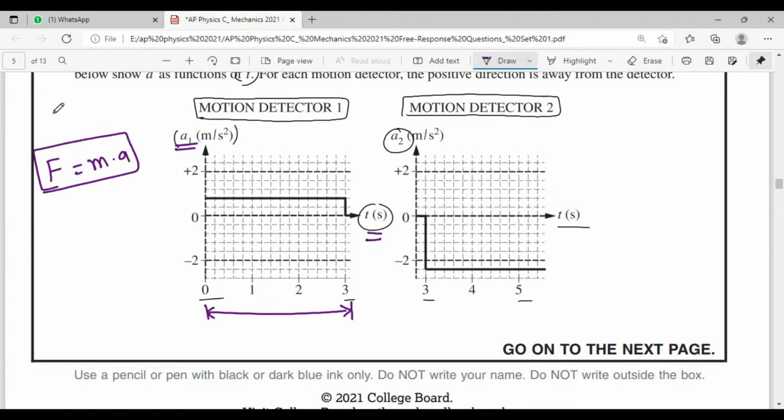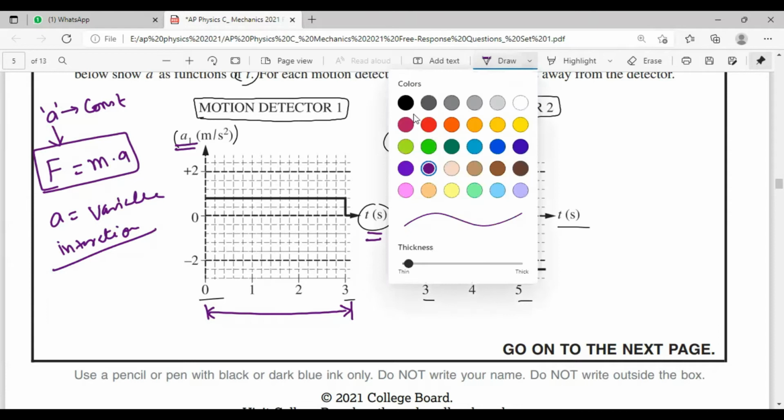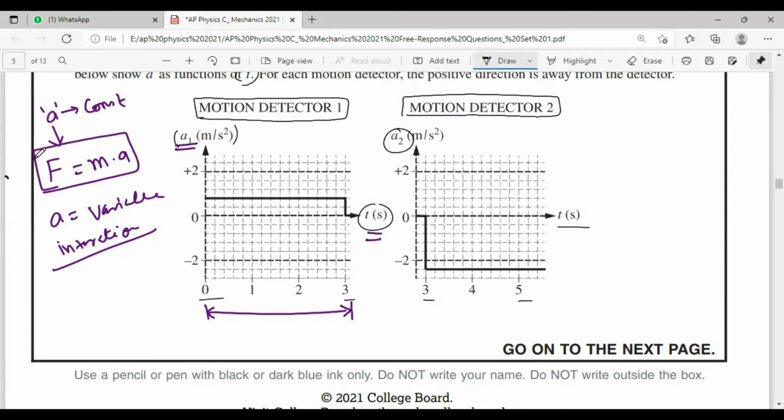See friends, what will be the formula of force? It depends on your acceleration. If acceleration is constant, then you can easily apply this formula. If acceleration is variable, then we have to find it by integration, right? These are the basic concepts. Since the acceleration is constant, we can directly find the force by F is equal to ma.